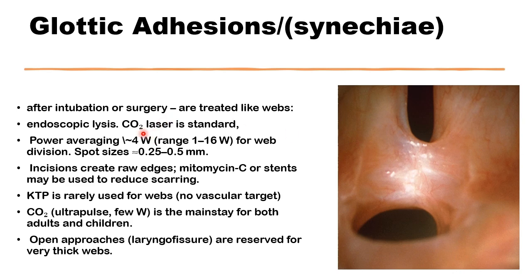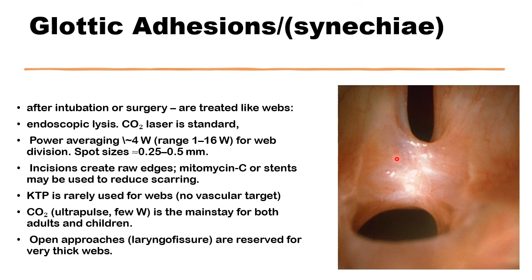That is a 4 watt or so power, although some have used higher powers for larger adhesions or multiple adhesions, and a very small spot size between 0.25 and 0.5 millimeter. And again, you can use mitomycin or stents or both in order to prevent re-adhesions. KTP is of not much use in the treatment of adhesions because they are not vascular enough, and the carbon dioxide mode would be best at the ultra pulse mode, both for children and for adults.